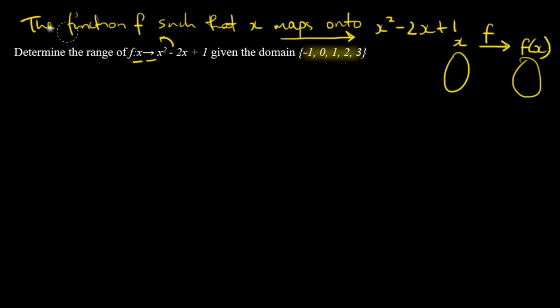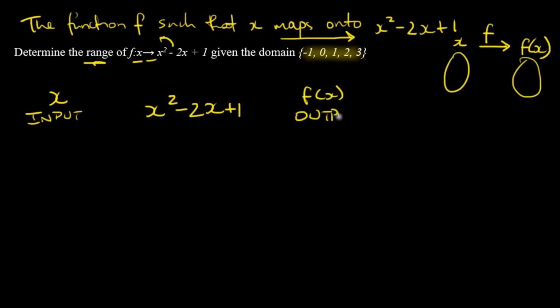from -1 to 3. So basically what we need to do here is to find the range given this domain, or this set of input values. So let me write that down. Let me organize it in a table. I have x, which is my input value of x. I have my function x squared minus 2x plus 1. And then I'm going to have f of x, which is going to be my output.